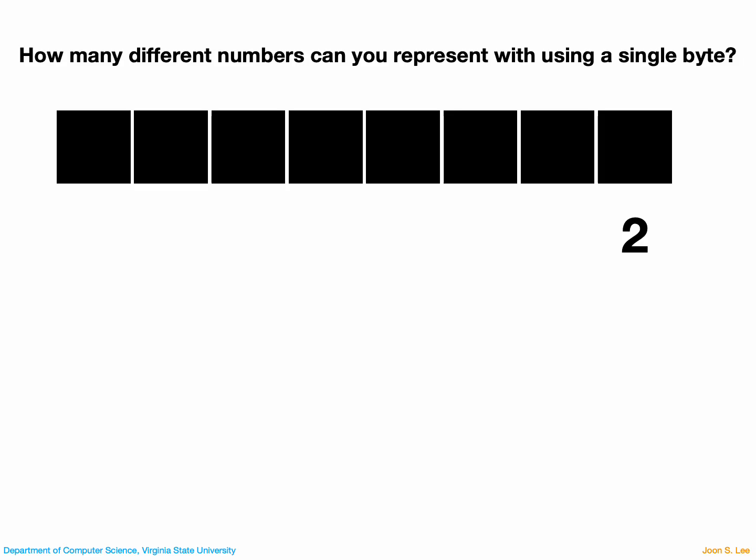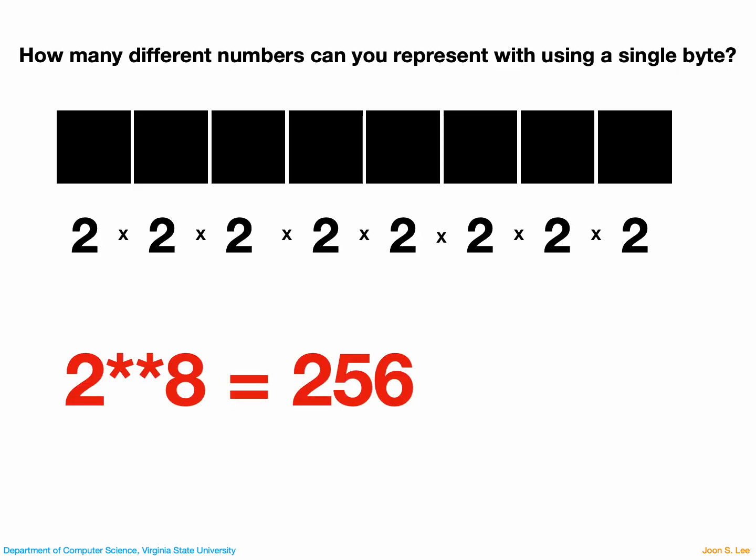In general, the number of possible combinations is calculated as 2 to the power of the number of bits. So with two bits, we get 2 times 2, which is 4 possible values. With 3 bits, we get 2 times 2 times 2, which is 8 possible values. A byte is made up of 8 bits. Since each bit has 2 possible values, that's the same as 2 to the power of 8, which equals 256.